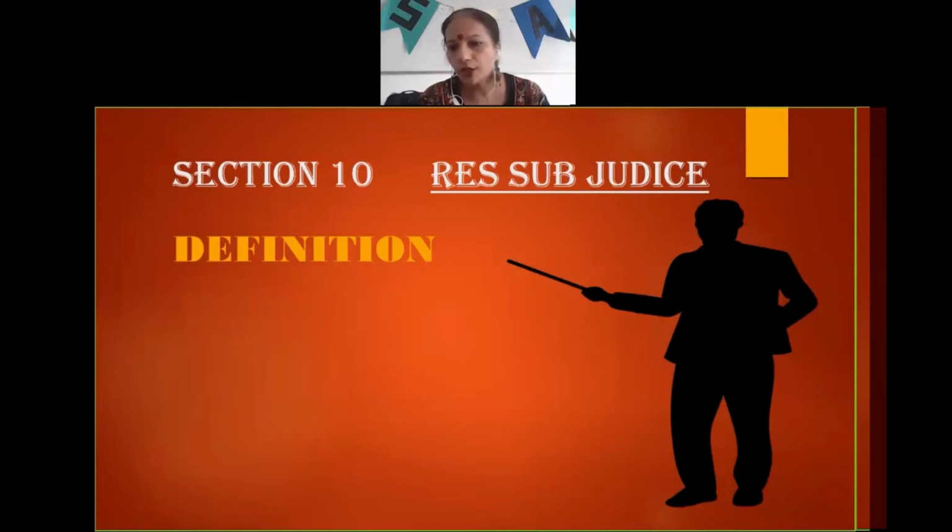So that is what we are going to see in this section in the coming slides, and we will try to understand this concept very clearly so that we would be in a position to differentiate it from section 11, that is to say res judicata. Now students, let's proceed further.